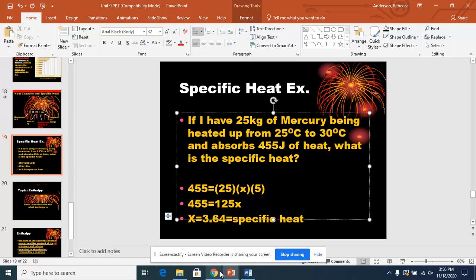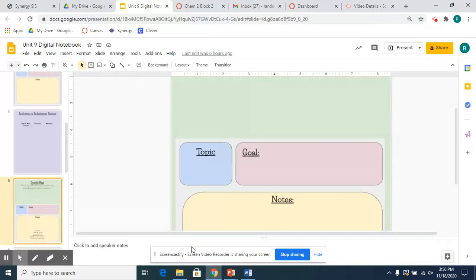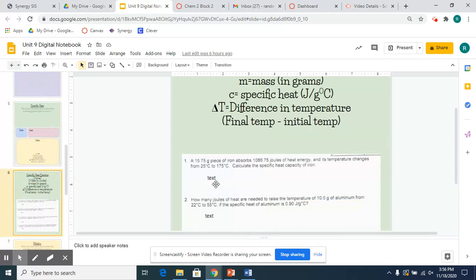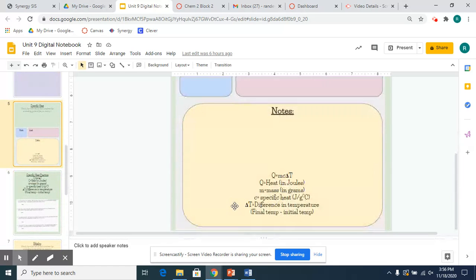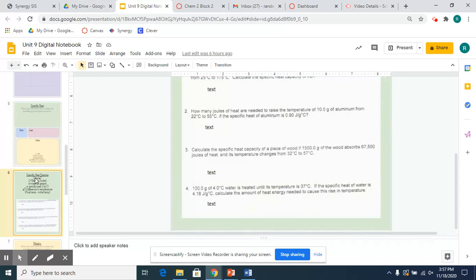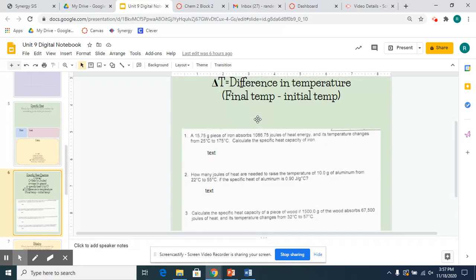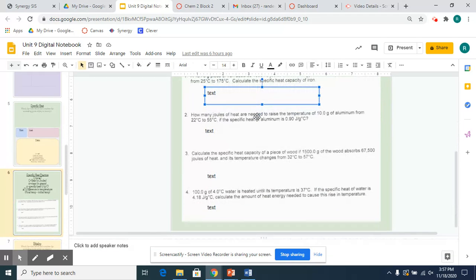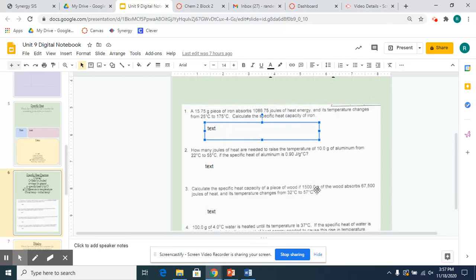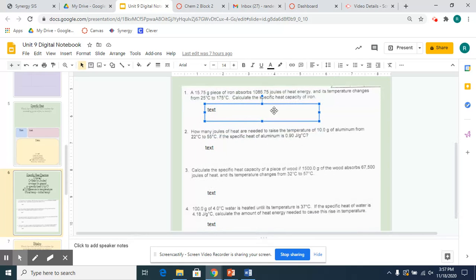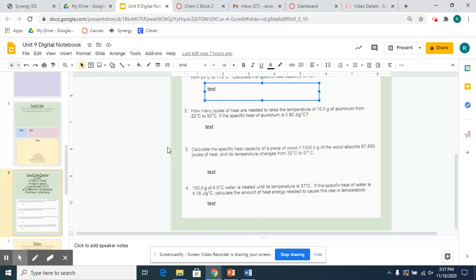All right, so in your digital notebook, let's see here. So here in your notes, I do have the Q equals MC delta T. You do need to make sure you put the example we just did together in your notes section so you have something to look at. And then here is your practice problems. Now I know this says grams, just put grams for your mass, that's fine. And then just solve for whatever it's looking for. So you have these 4 practice problems.